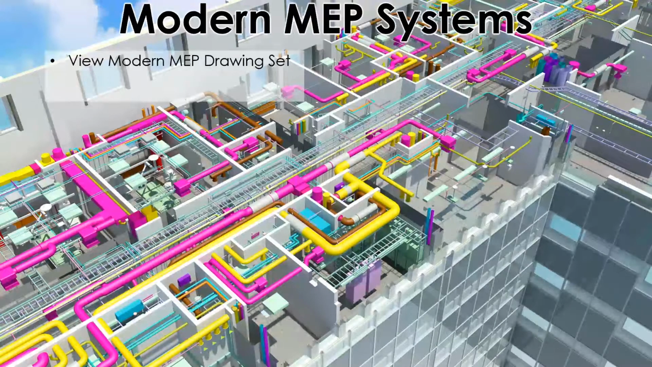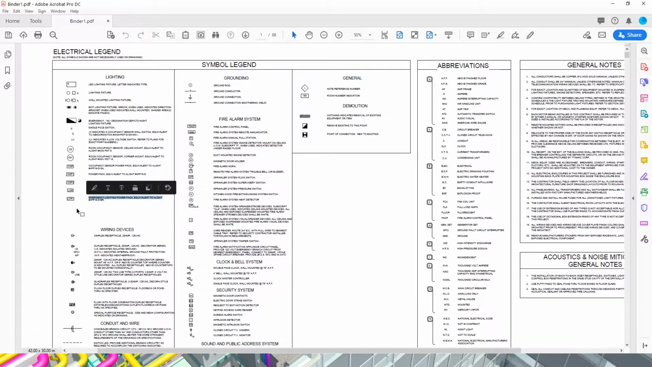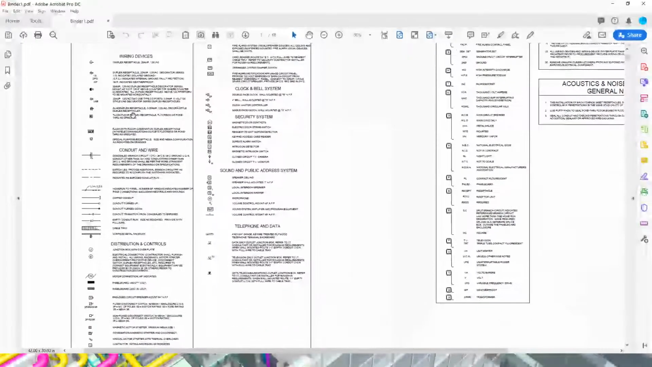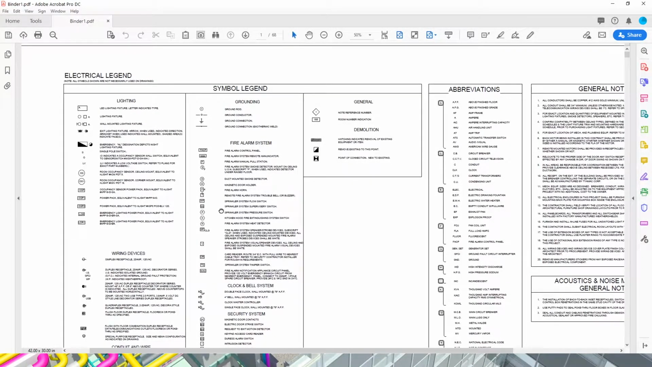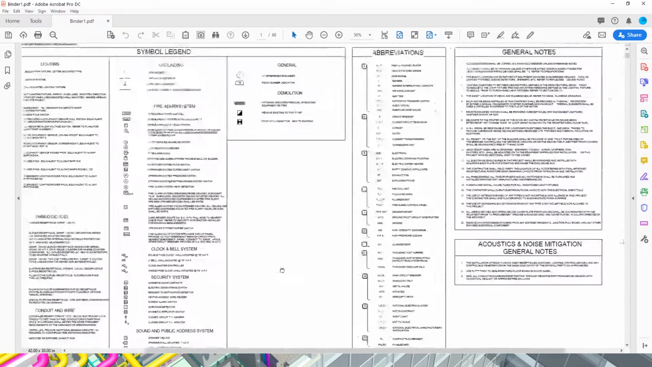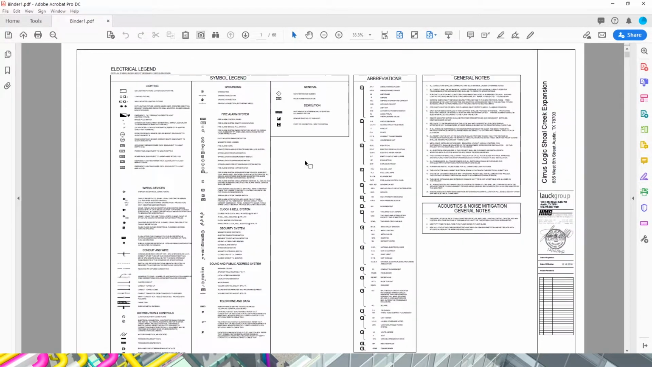Lastly, let's take a look at a set of MEP drawings. We're going to start off with the electrical. Here's a symbols legend. You should have all of the symbols that appear in your drawings be defined on this sheet, as well as abbreviation terms and general notes.